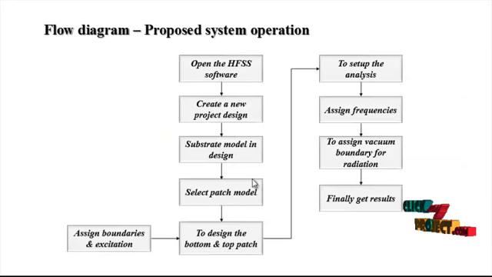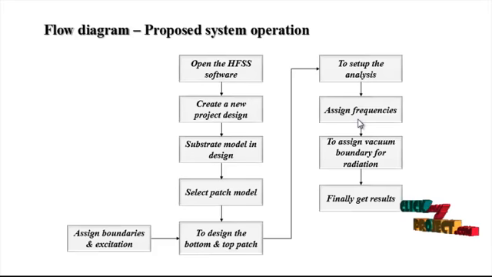And then we set up the analysis, like assigning the frequencies, whatever they may be. We calculate the frequencies in gigahertz or terahertz. Whatever frequency we assign, we then assign the vacuum boundary for radiation. Radiation means protecting the environment when using the antenna, so to protect the environment, we assign the vacuum boundary of the radiation.